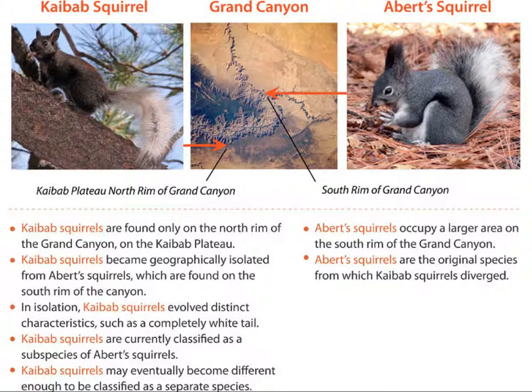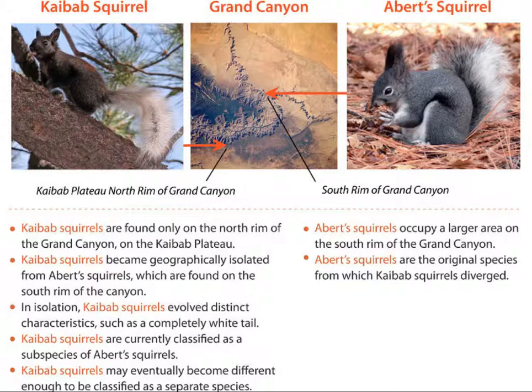This is the famous case of these two types of squirrels. Kaibab squirrels are found on the northern rim of the Grand Canyon. Kaibab squirrels became geographically isolated from Abert's squirrels, which are found in the southern rim of the canyon. In isolation, these squirrels evolved distinct characteristics such as a completely white tail. They're currently classified as a subspecies of Abert's squirrels, but they're on their way to becoming their own species due to allopatric speciation. So whenever there's a geographic separation, the two populations evolve independently, and over time they may become different enough so that they are now considered separate species.